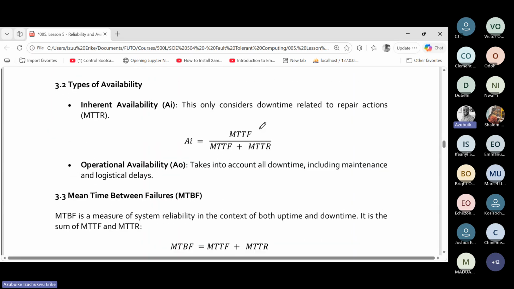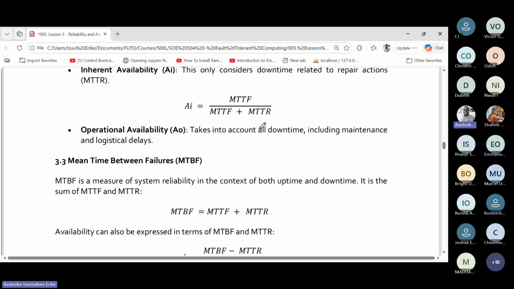Now we have types of availability, and this is for your noting. We have inherent availability, which considers downtime related to repair actions only. And then we have operational availability, which takes into account all downtime, including maintenance and logistical delays. So this is for your noting.